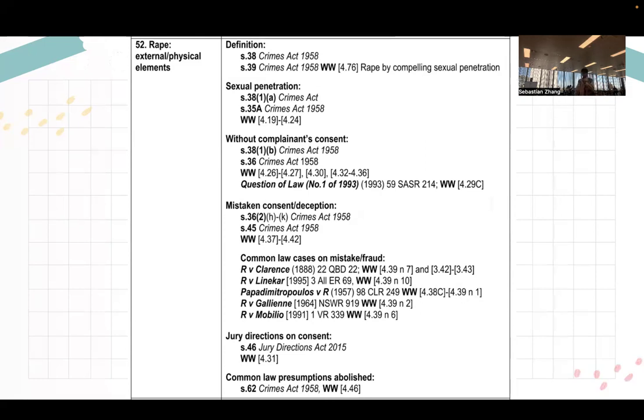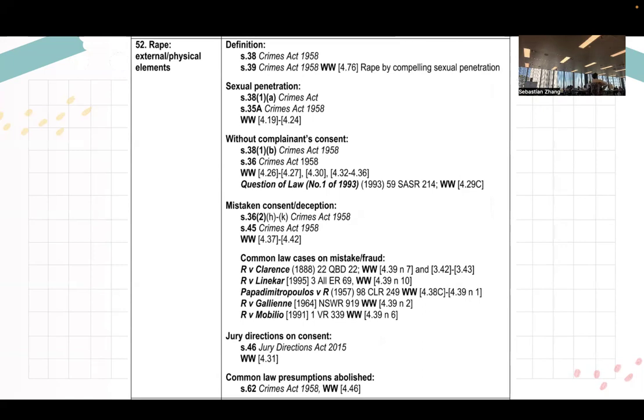And then another important issue that might arise is mistaken identity, or sometimes deception or mistaken consent. Maybe you thought that the other party gave you consent, but did he or she, right? That's one question. Sometimes maybe there is unclear consent, right?